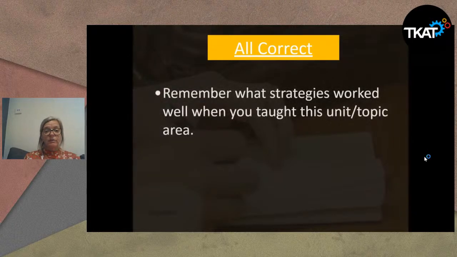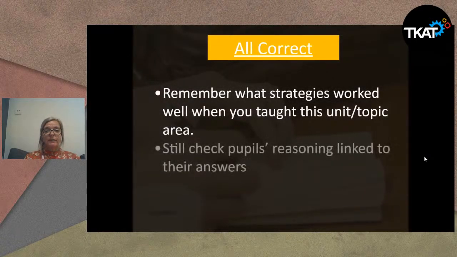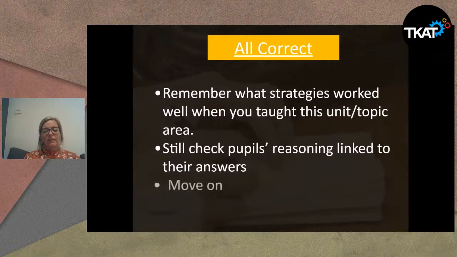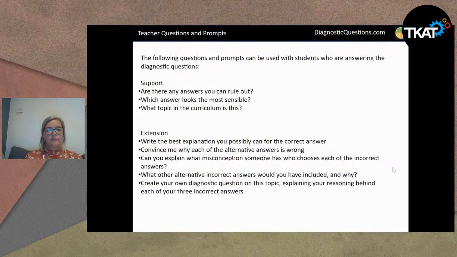Everyone might get all the answers correct, in which case, remember what strategies work well when you taught this unit. Maybe use those again, or still check the pupil's reasoning linked to their answers, just in case it was a fluke. Again, if you construct these questions well, then it's very hard for children to repeatedly guess the correct answers, and you can move the learning on.